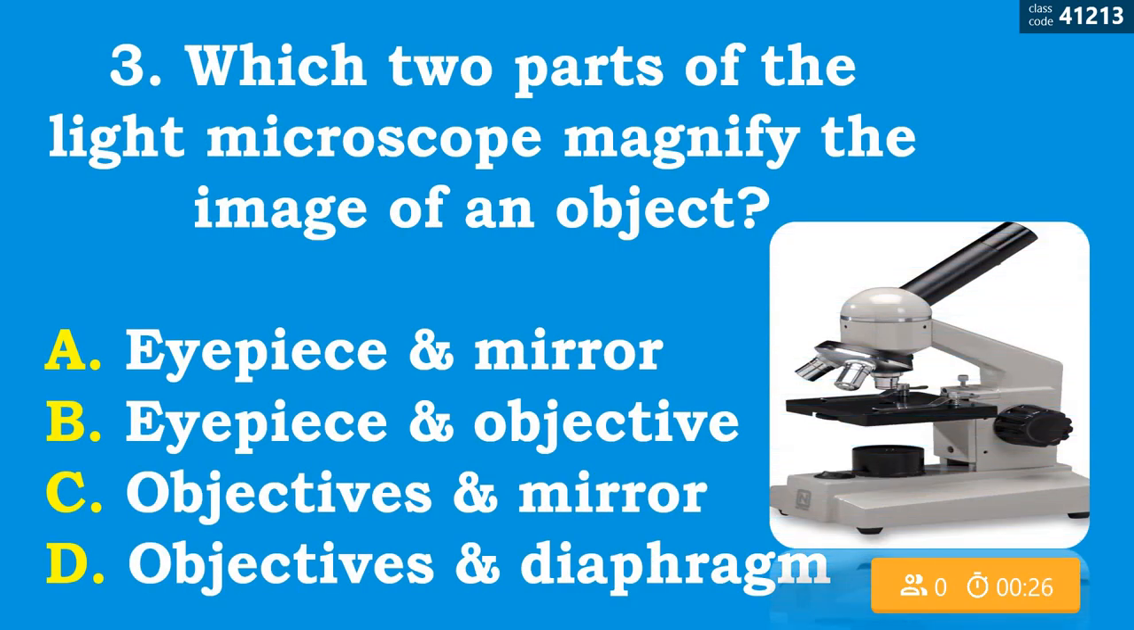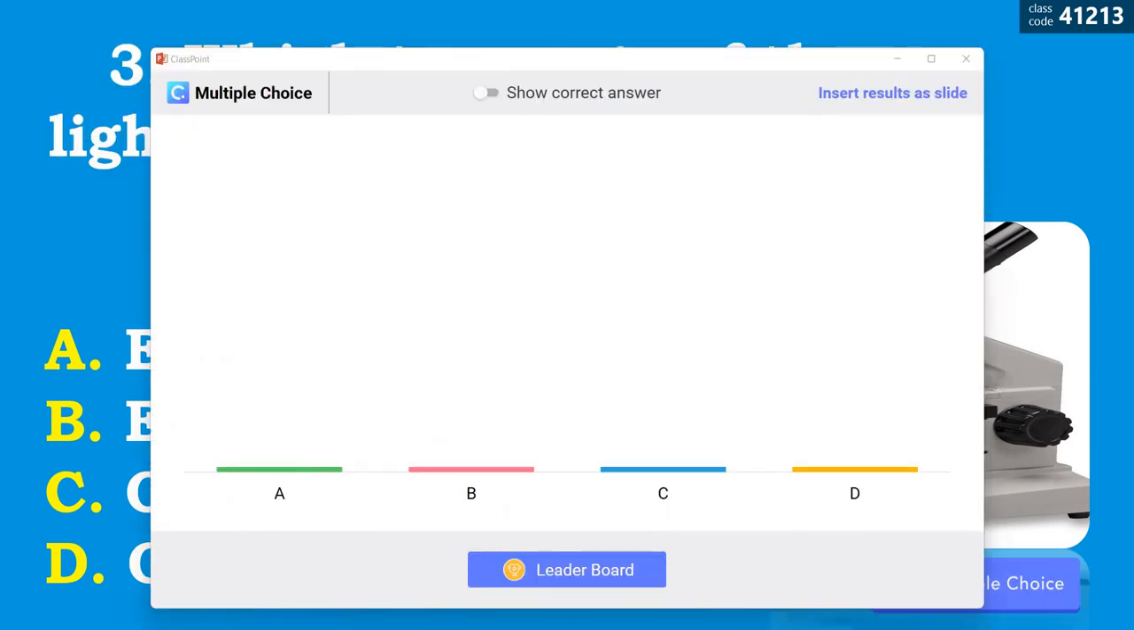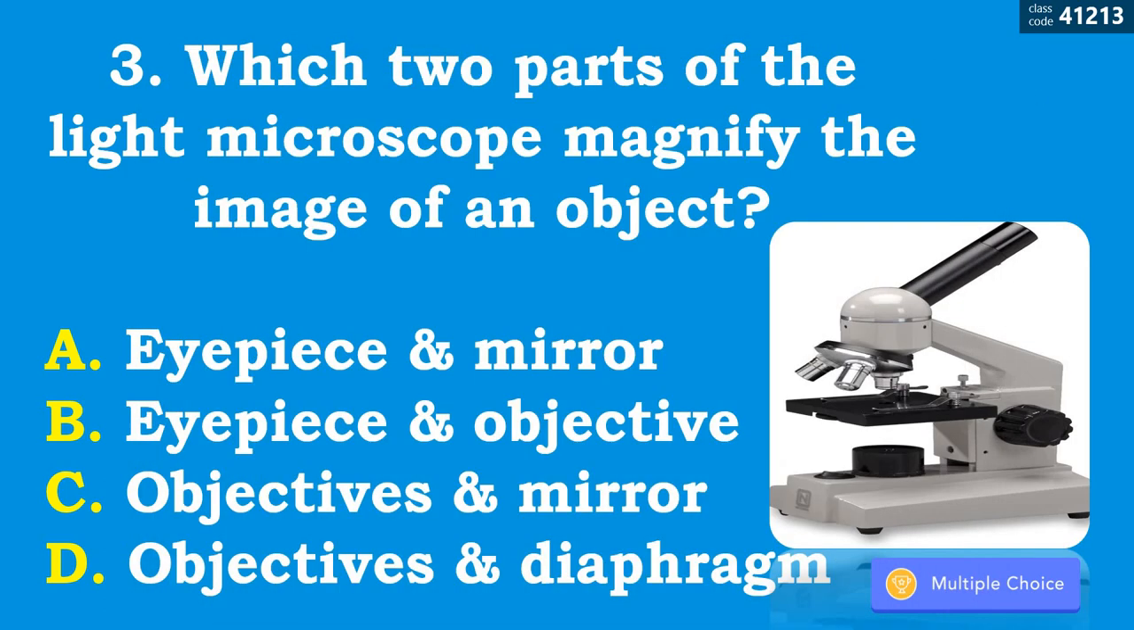Which two parts of the light microscope magnify the image of an object? A. Eyepiece and mirror, B. Eyepiece and objective, C. Objectives and mirror, D. Objectives and diaphragm. Go. Okay, time is up. Let's reveal the answer. The correct answer is letter B, and that was eyepiece and objective. Very good. Let's move on with the next question.